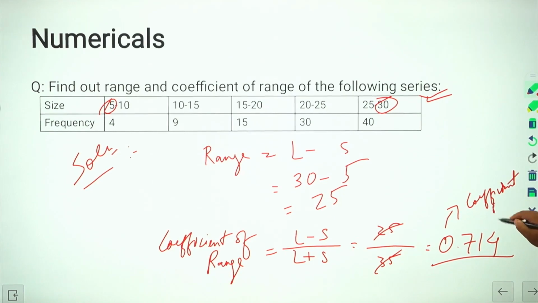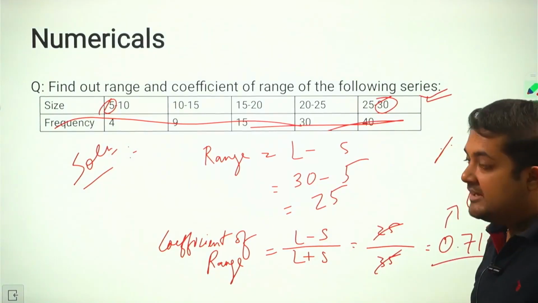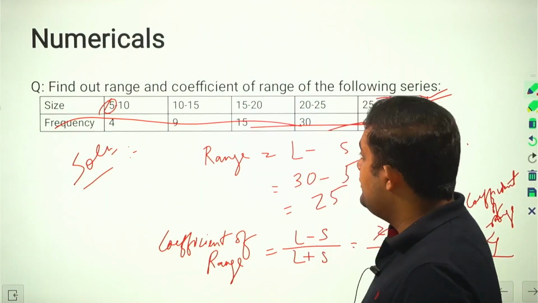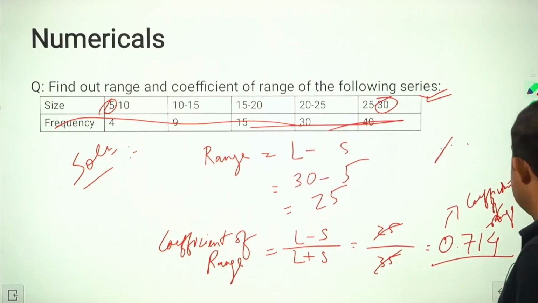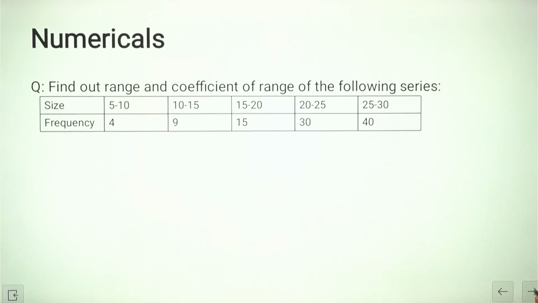We calculate range and coefficient of range in this manner. Okay? Here the frequency has no use. Just to confuse you, this type of question may come. But what you will be calculating is this and this. Okay? For this type of question. So let's proceed to the next question.